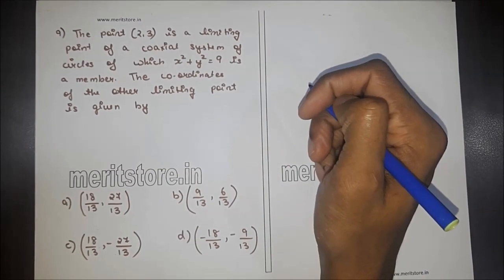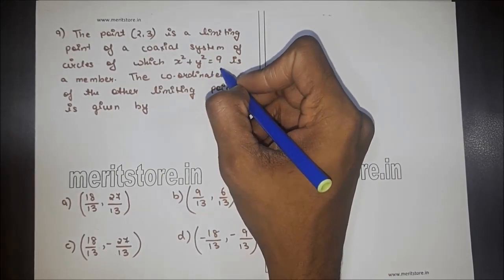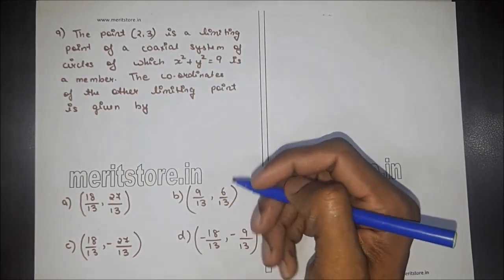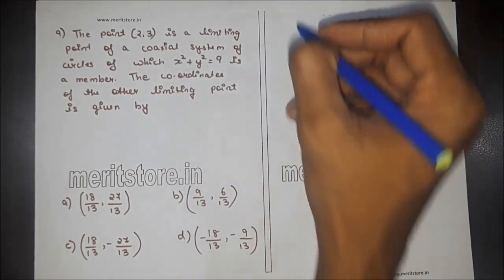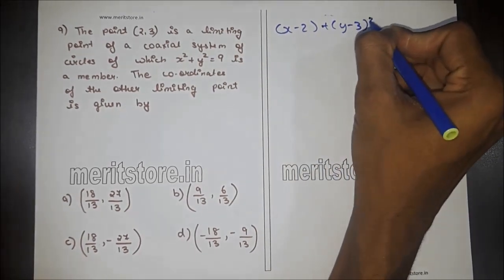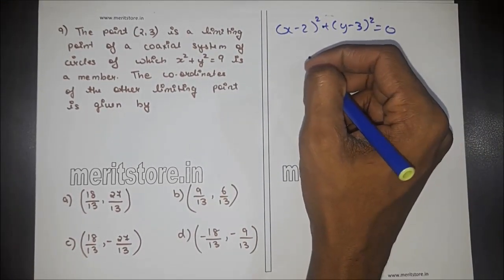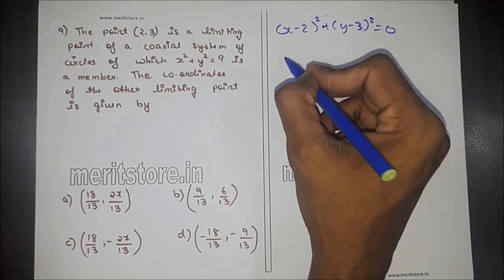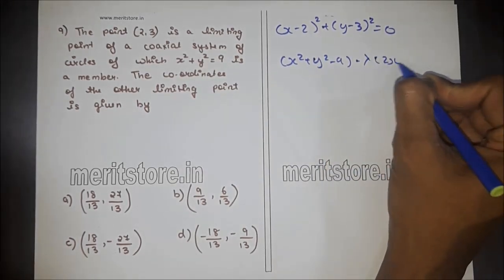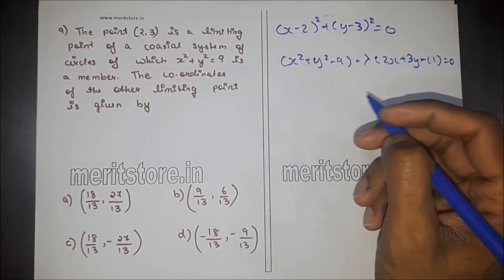Question 9. The point 2 comma 3 is the limiting point of a coaxial system of circles of which x square plus y square equal to 9 is a member. The coordinates of the other limiting point are given by, we have four options given as points. We have (x minus 2) whole square plus (y minus 3) whole square equal to 0, or we can write this as x square plus y square minus 9 minus lambda (2x plus 3y minus 11) equal to 0, which represents the family of coaxial circles.